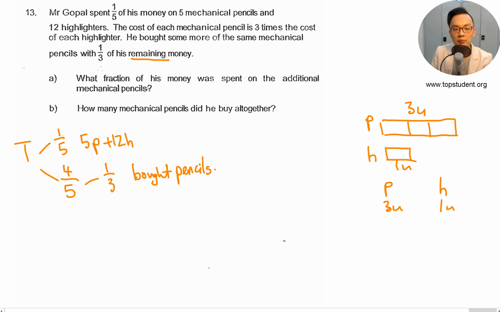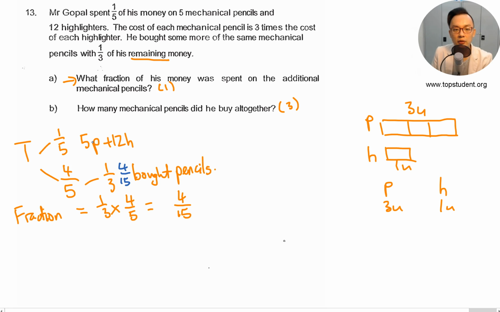What fraction of his money was spent on the additional mechanical pencils? So this is a 1 mark problem and this is a 3 mark problem. This question is very easy to make careless mistakes, so please do your branching method, because that really cuts down your careless mistakes. So you have 1/5, you have 4/5, 1/3 bought pencils. What fraction of his money was spent? So fraction spent equals 1/3 times 4/5. That's all. Alright. And you have 4/15 was spent on the additional mechanical pencil. So just use some other color and write 4/15.